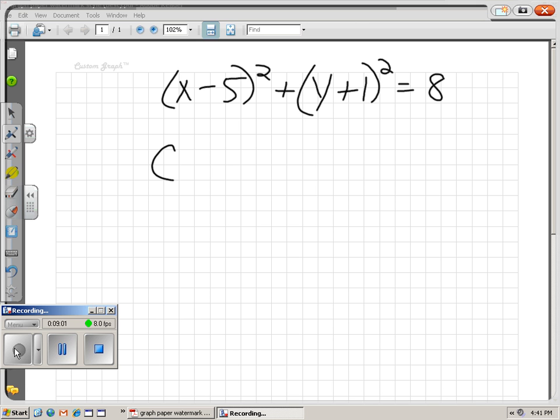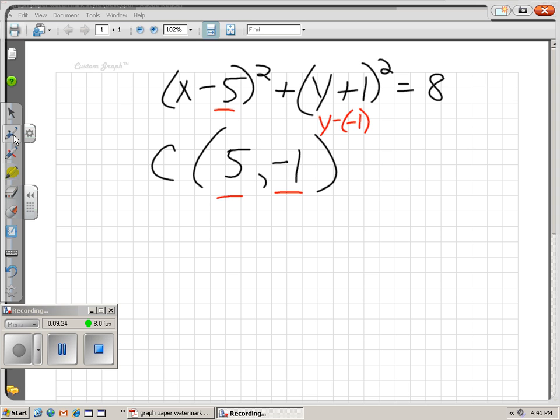Okay, let's see if we can figure out our center. It's just our h and k. So our center is positive 5 and negative 1. Remember, this is y minus negative 1, so our k is negative 1. This is x minus 5, so that's our h. So h and k, 5, negative 1.